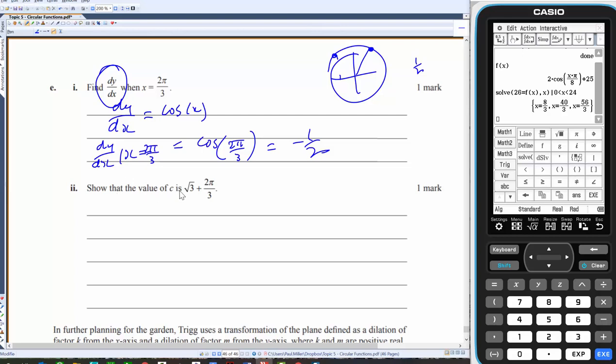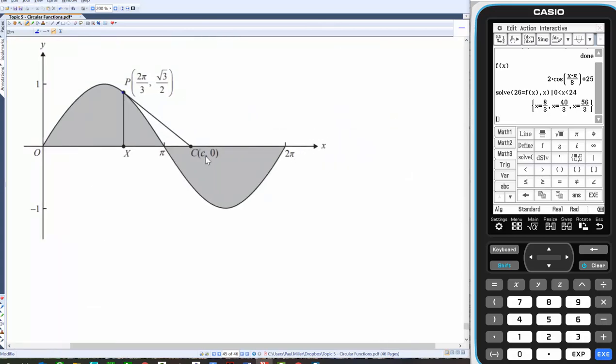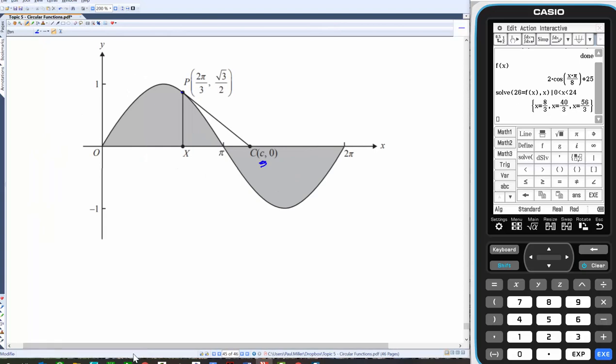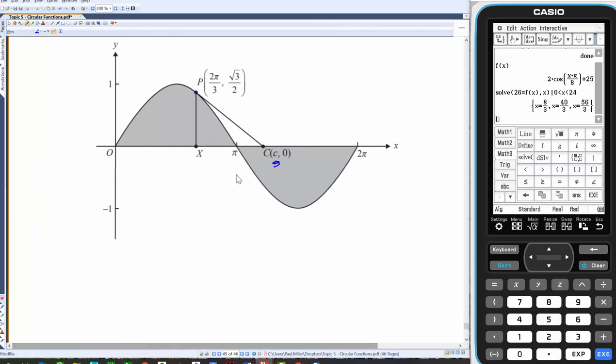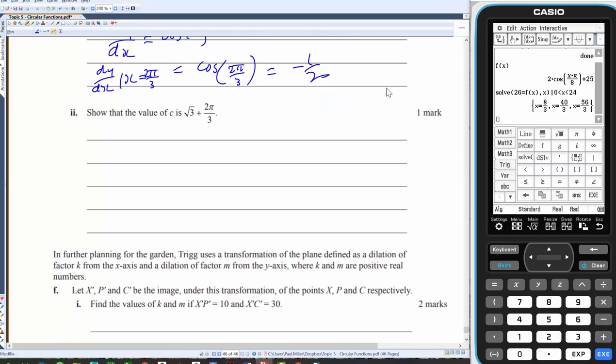Show that the value of c is root 3 plus 2 pi on 3. All right, so what was c again? C is this thing here. Now that is the x-ordinate of the x-intercept of the tangent. All right, so here's what we're going to do here. We're going to work out the equation of the tangent.